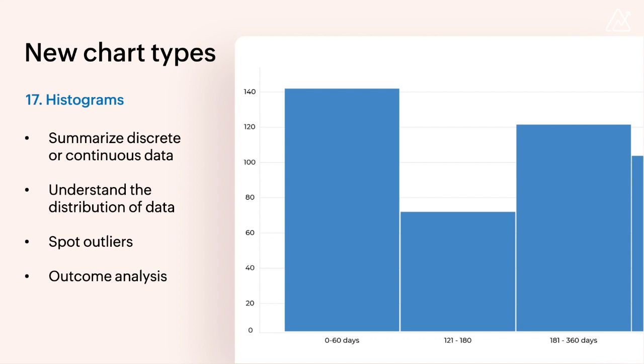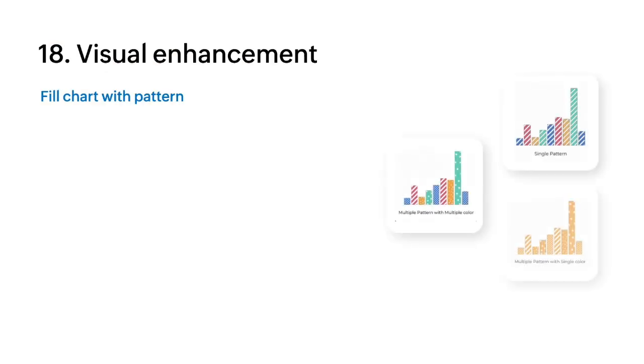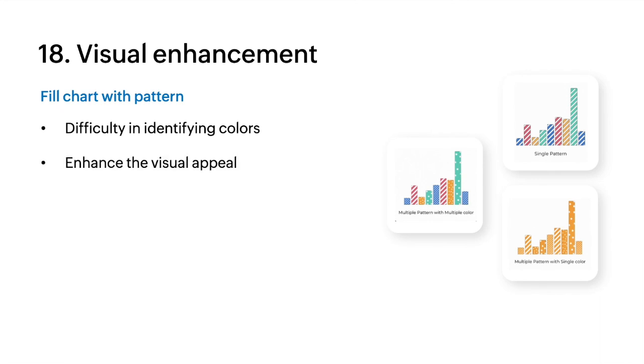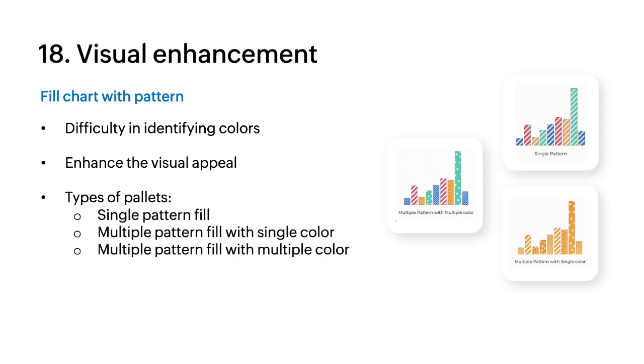All right, we got a visual enhancement in 2020, that's fill chart with patterns. It's very helpful for those who have difficulty in identifying colors. Not just that, it also helps you enhance the visual appeal of your charts. There are three different palette types that Zoho Analytics supports today: single pattern fill, multiple pattern fill with single color, multiple pattern fill with multiple colors, and I have attached three samples on the screen.